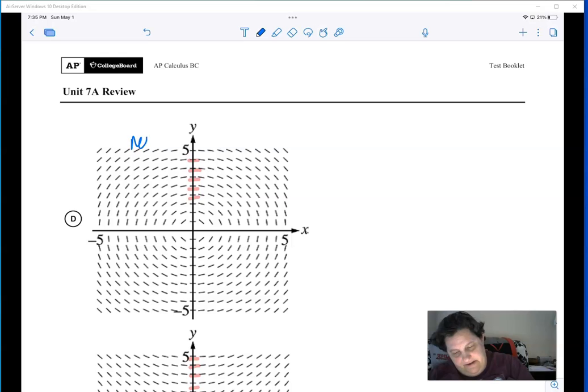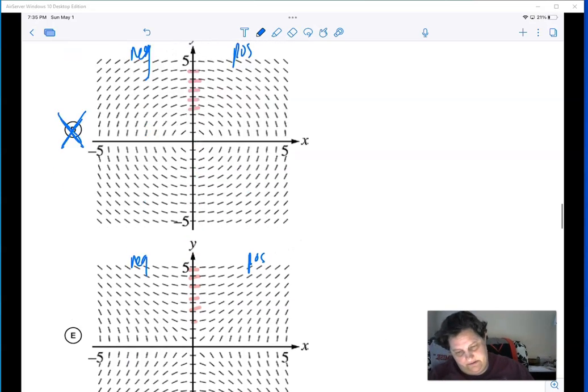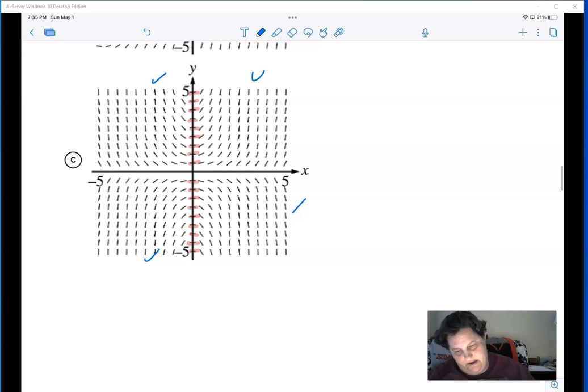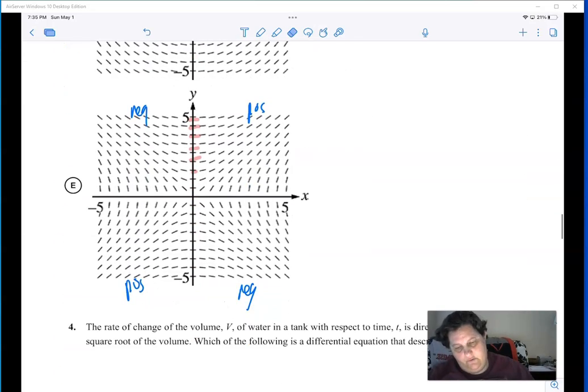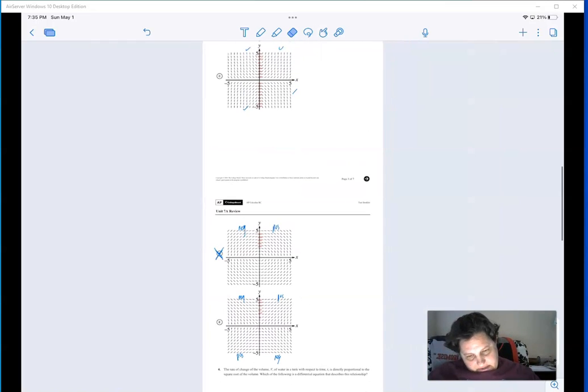No, this is supposed to have negative slopes here and positive slopes here, and it does. Good, eliminate one. Okay, negative slopes, yes. Positive, yes. Positive, yes. Negative, yes. Okay, so I've narrowed it down to C or E. Now, at this point, what are the big differences between C and E?